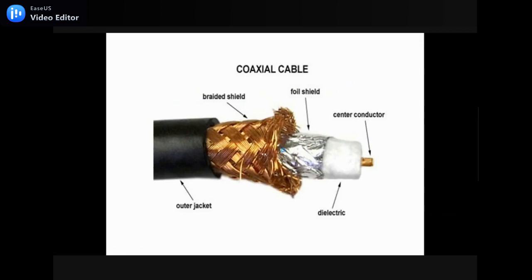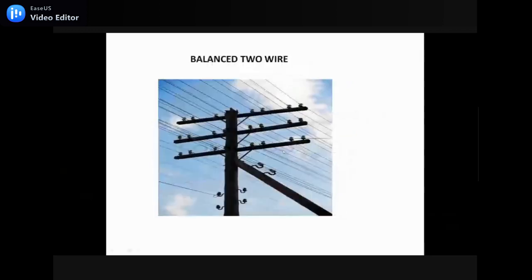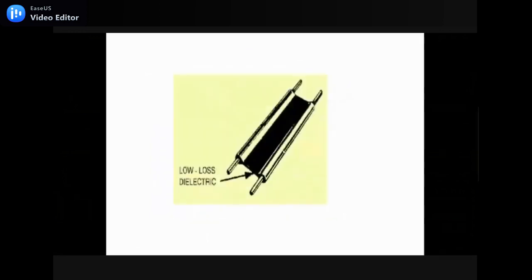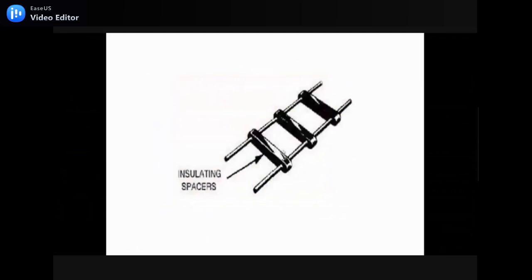The next one is balanced two wire. As we can see in the real time image of a balanced wire, this is what we use in our daily life. This type of construction has two types: one is insulating spaces and the other is low loss dielectric. In the first type, the insulating spaces are used in order to maintain the distance between the two conducting wires equally throughout.